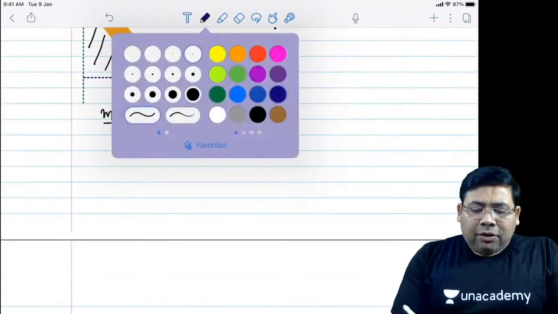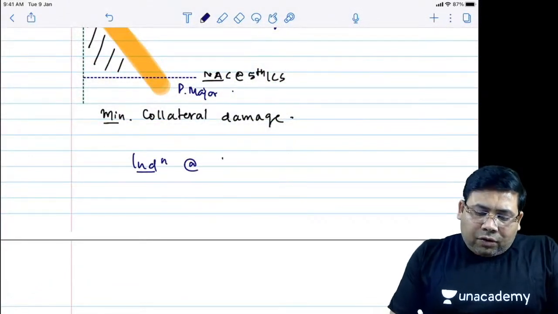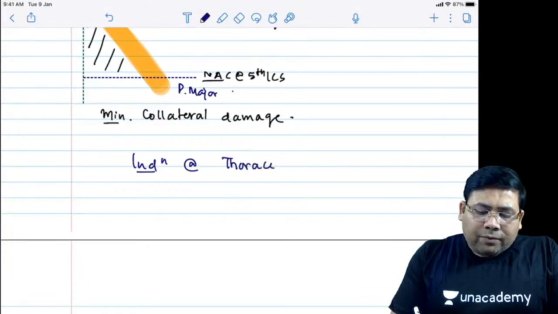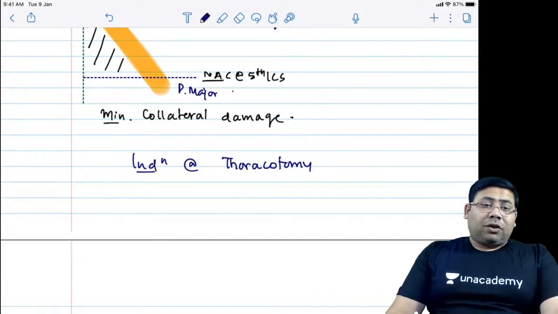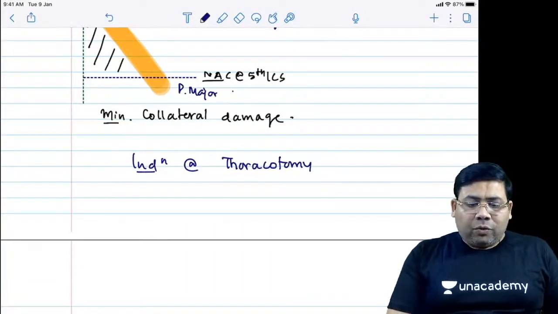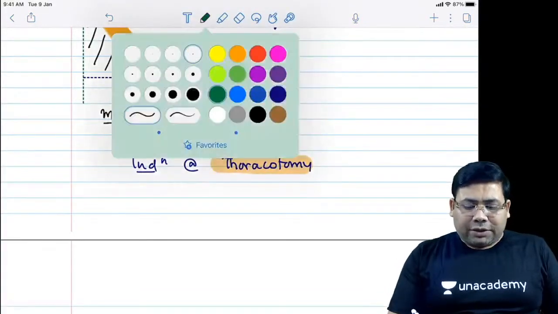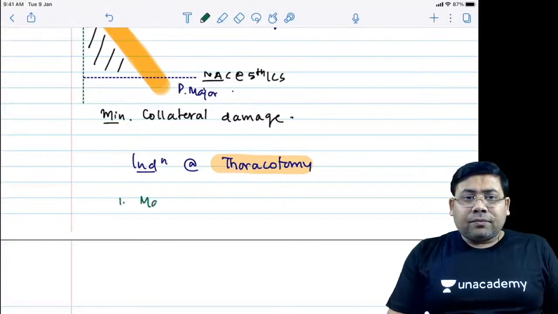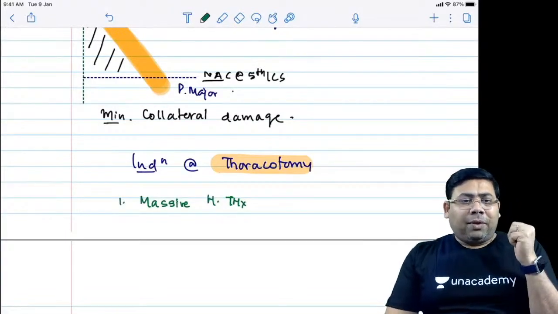Okay. Next is, what are the indications for thoracotomy? What is tomy? Tomy means to open the thorax. So the first indication is massive hemothorax, which is more than 1500 ml blood.